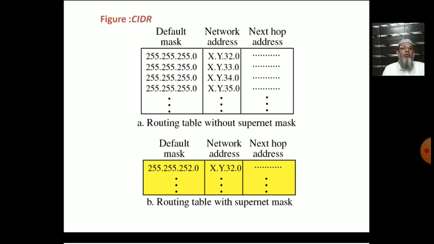Now, when you use the concept of a supernet mask, it will contain only one entry. Instead of four entries, the routing table will contain only a single entry. So this is the benefit of supernetting. This is the benefit of CIDR.